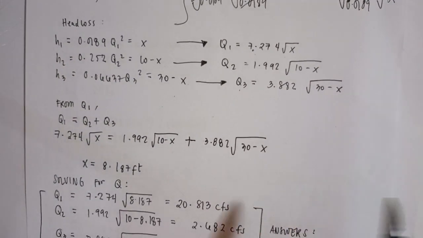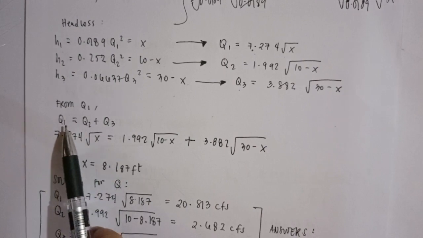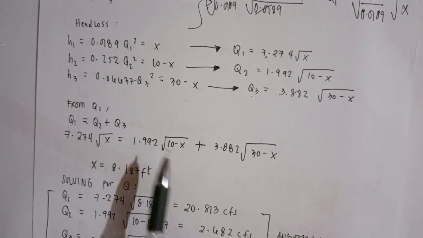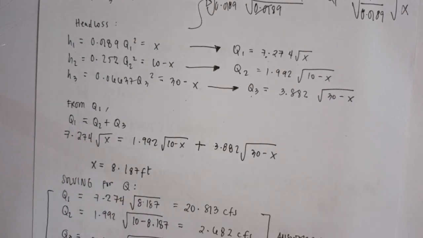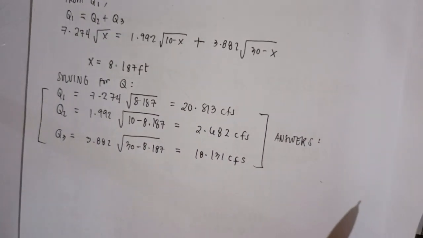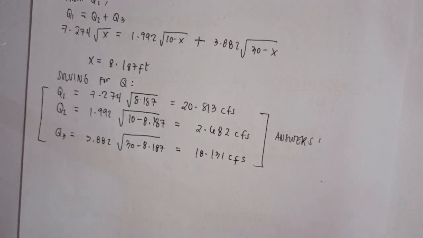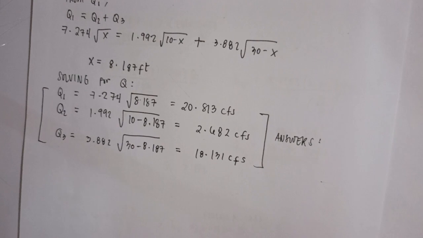So we need to substitute it to the first equation. Q1 is equal to Q2 plus Q3, and using the shift solve technique, we got 8.187 feet. So solving for our Q's, Q1, Q2, and Q3, we have 20.813 cubic feet per second, 2.682 cubic feet per second, and 18.131 cubic feet per second, respectively. And those are our answers to problem number 1.